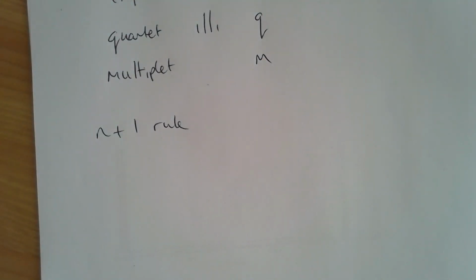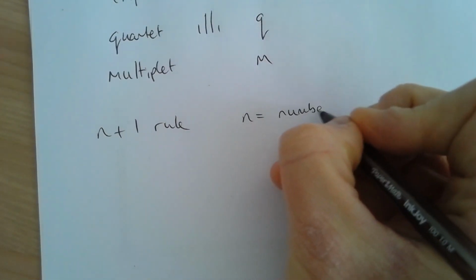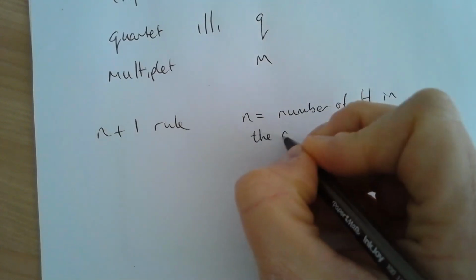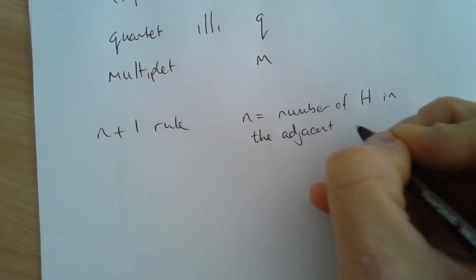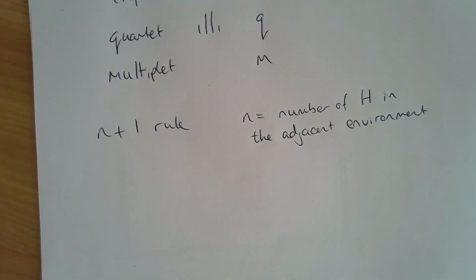And that states that the N is the number of hydrogens in the adjacent environment. All of this makes much more sense, I think, if we actually have a look at some examples.